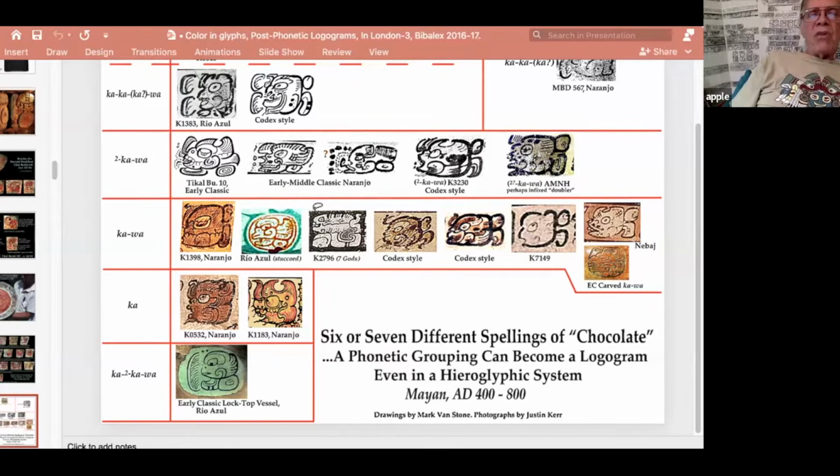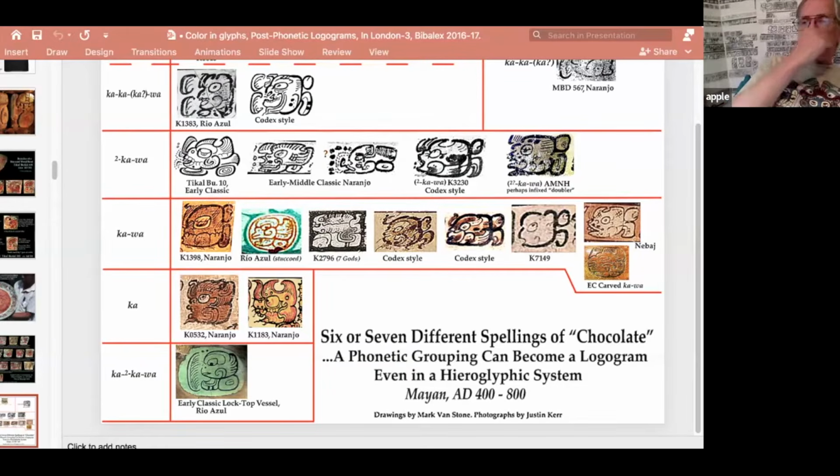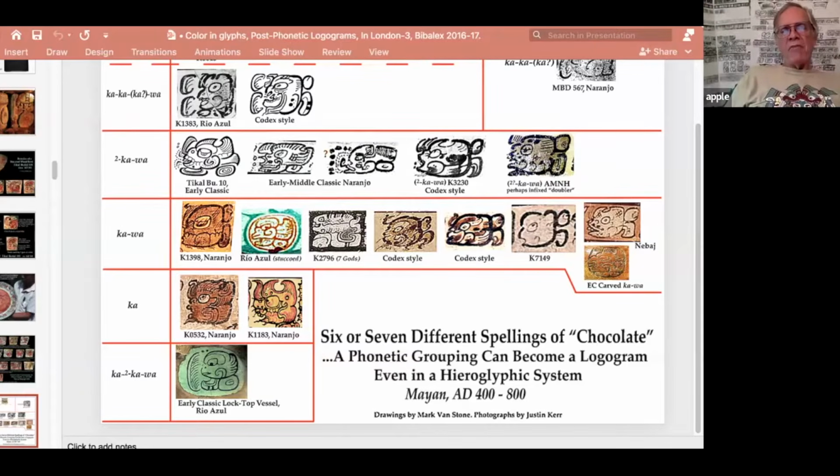And this particular way of drawing the whole fish is peculiar to the so-called Sham, a royal painter who painted a lot of Naranjo vases and signed a couple of them. But whenever you see this particular spelling of cacao with this whole fish, this is from the vase of the seven gods. He painted that. Codex style cacao is kawa. Another codex style cacao.